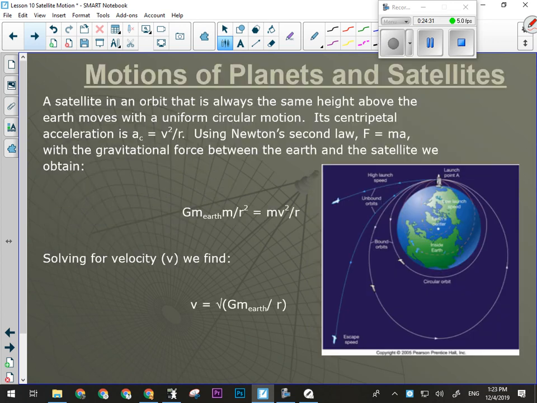Okay. So a satellite in orbit is always the same height above the Earth, and it moves with uniform circular motion. Okay, so we can say that the force of gravity provides our centripetal force, just like this. Okay. If we want to solve for velocity, okay, then we just manipulate. We bring r over, and as we already talked about, the mass of the satellite will cancel because all things would fall at the same rate.